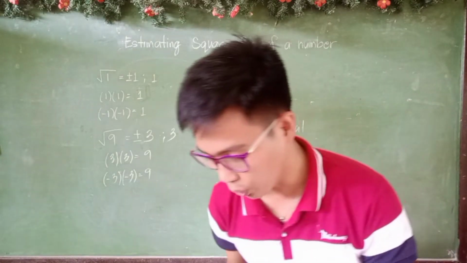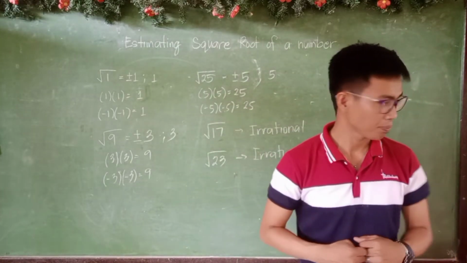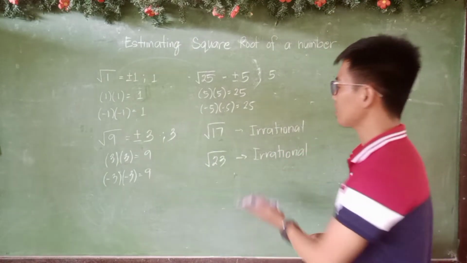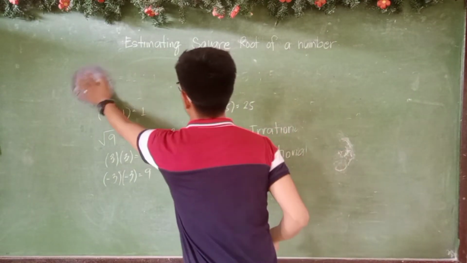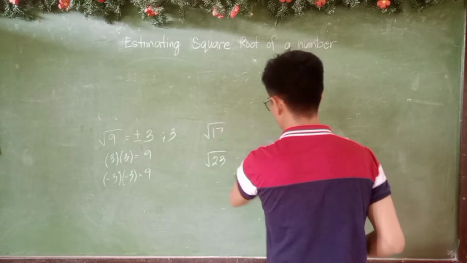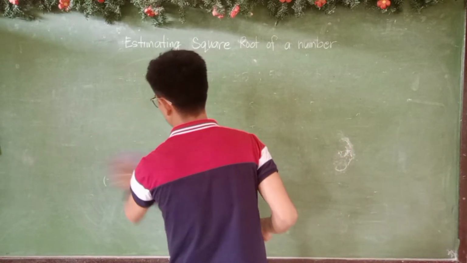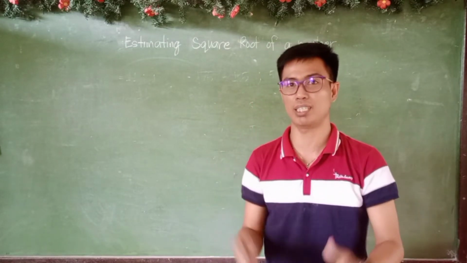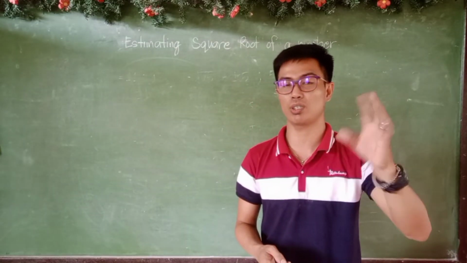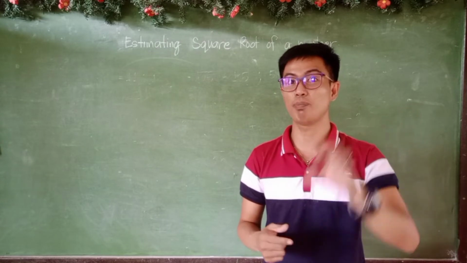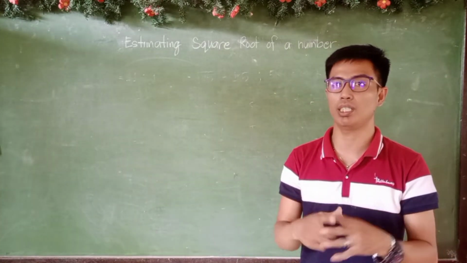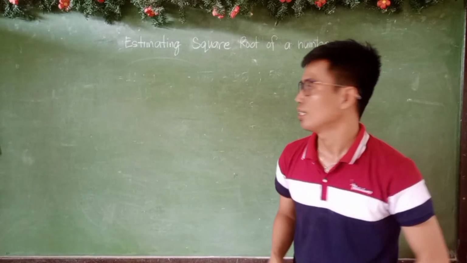So let us proceed with determining or estimating the square root of a number. When we say estimating, of course, it is not the exact value. We just estimate the value. Ibig sabihin hindi siya equal, pero malapit. So for that, we're going to use a different symbol, hindi po equal yung gagamitin natin.